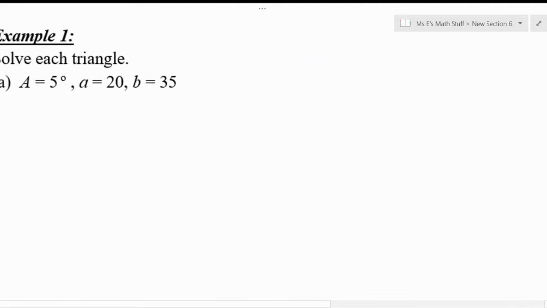So example 1, part A, the directions say solve each triangle. Remember, uppercase means an angle measure, lowercase means a side length, and angle A would be opposite side length a, etc. for B and C. So with that said, just go ahead and see if you can solve this triangle. That means solve for all the missing angle measures and all the missing side lengths. So you'd have 2 more angle measures to find and 2 more side lengths.